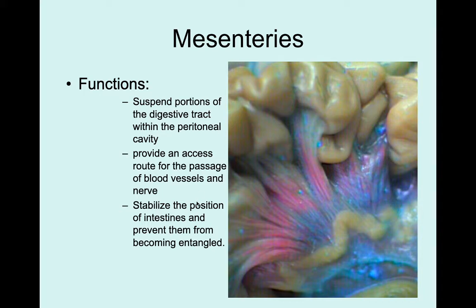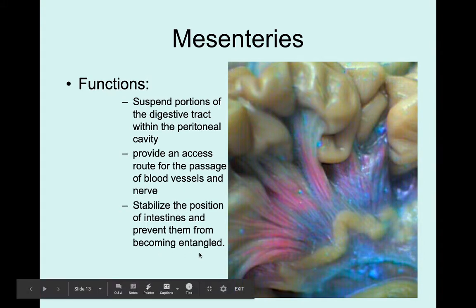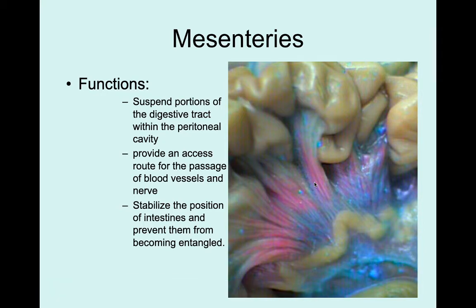The last thing that our mesenteries do that's very important is they stabilize the position of our intestines and prevent them from becoming entangled. You guys, you have 30 feet of intestines looped around in your abdominal pelvic cavity. This is kind of like having 30 feet of rope. If you did not have something to kind of organize and stabilize them, then they would end up in knots. And sometimes they do anyway.